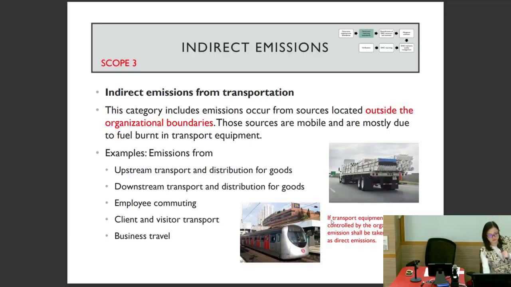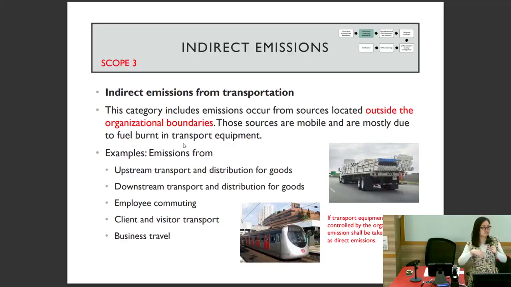Okay, so the first kind of scope 3 indirect emissions would be the indirect emissions from transportation. So this category includes emissions that occur from sources located outside the organizational boundary. So that's why we call it indirect emissions. And those sources are mobile. They're from transportation, so mobile, and are mostly due to the fuel burned in the transport equipment.